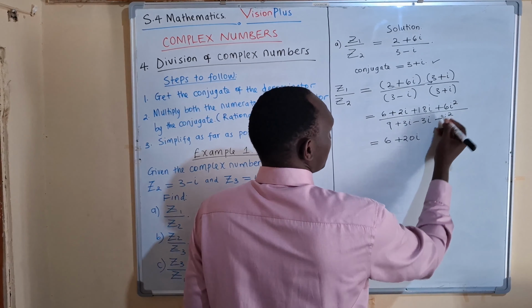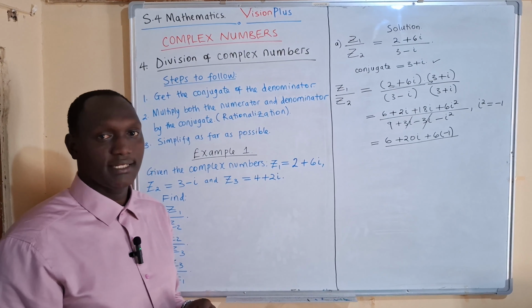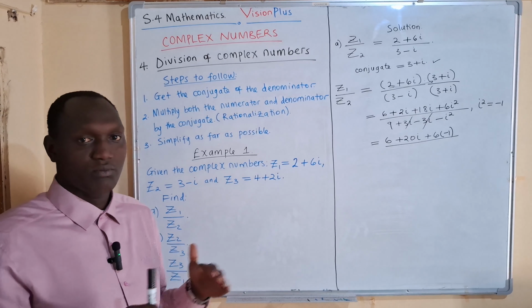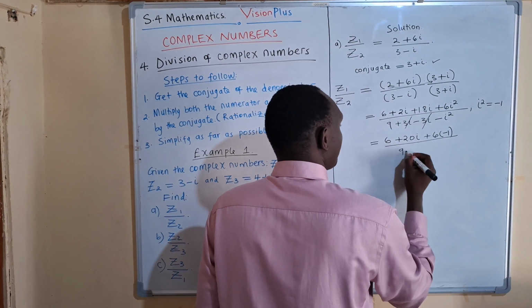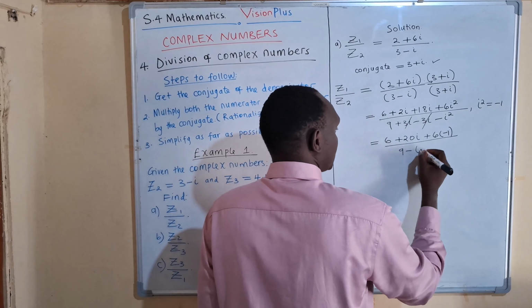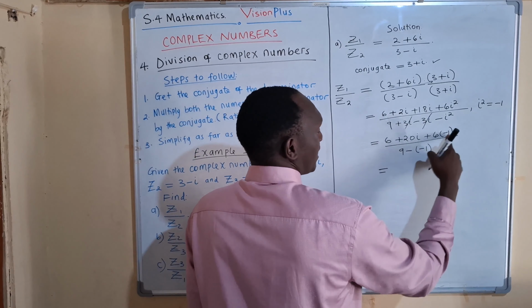What is i squared? We say that i squared is negative 1. Instead of i squared, you put the negative 1. Over this, these are going to cancel: 3i minus 3i is 0. And that is the meaning of rationalization. It means that the denominator should not contain i, or there should be no complex part in the denominator. And then here we shall have 9 minus, what is i squared? Still i squared is a negative 1. Then we proceed. This one becomes a negative 6.